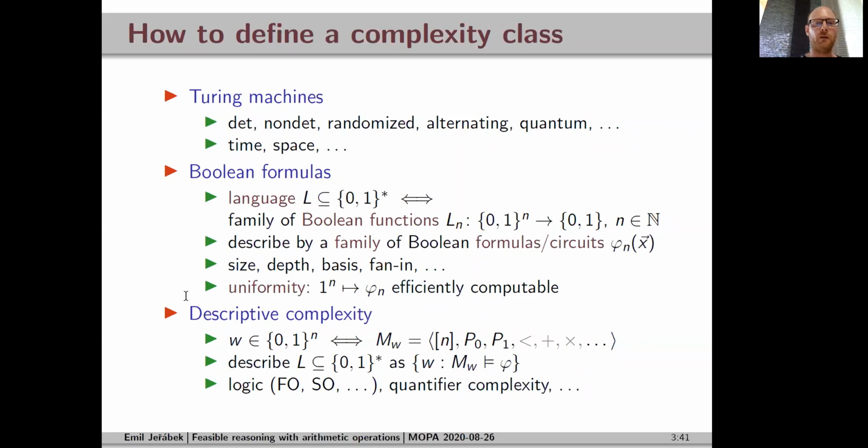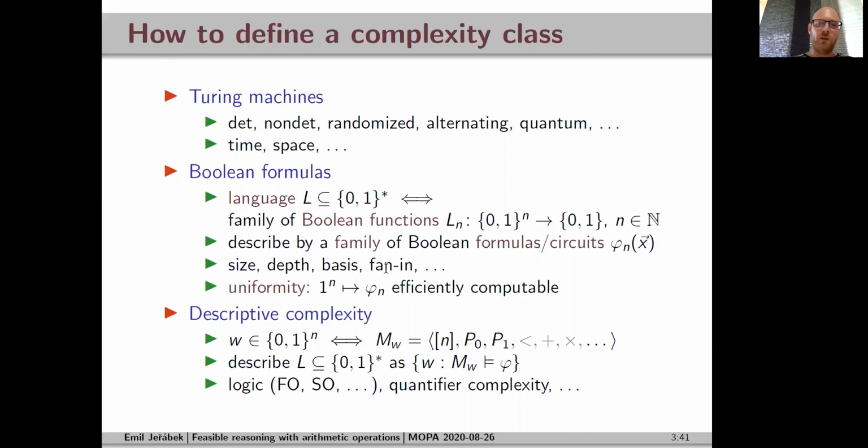But the parameters that we can study about these formulas are the size of the formula, the depth, which is like the depth of nesting of the connectives, and the basis, meaning what kind of connectives do we allow in the formula. So typically we can use conjunction, disjunction, and negation, but we may also use more exotic connectives like parity. And fan-in, meaning whether we just allow binary connectives, or in case of conjunction or disjunction, we also may allow conjunctions of arbitrary number of inputs.